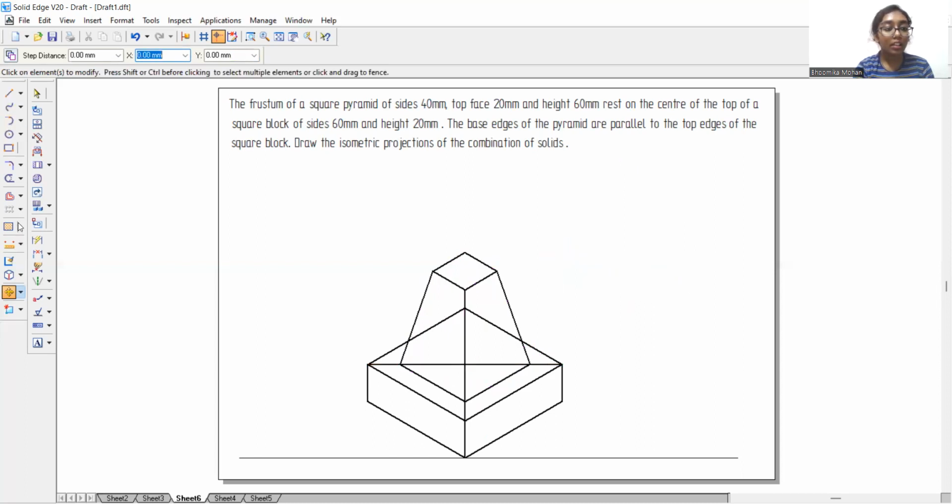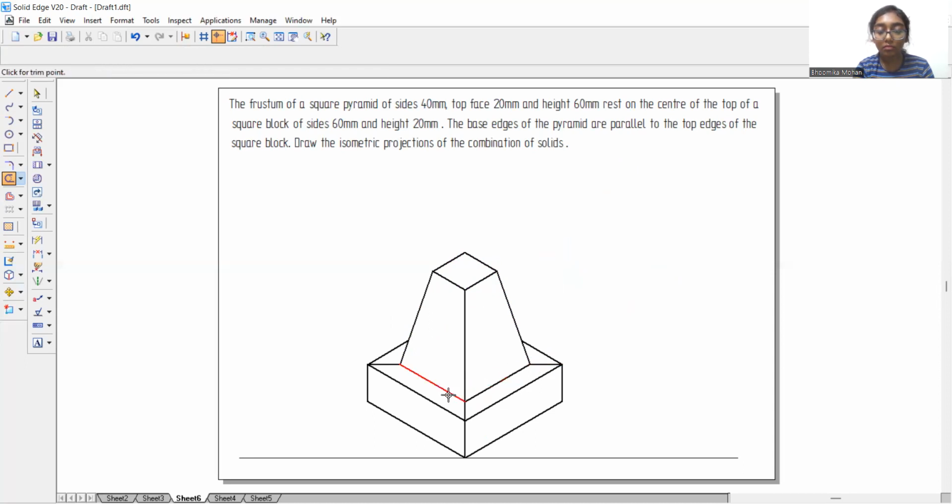Now, taking the trim tool and trimming the unwanted lines, we obtain the required diagram for the question.